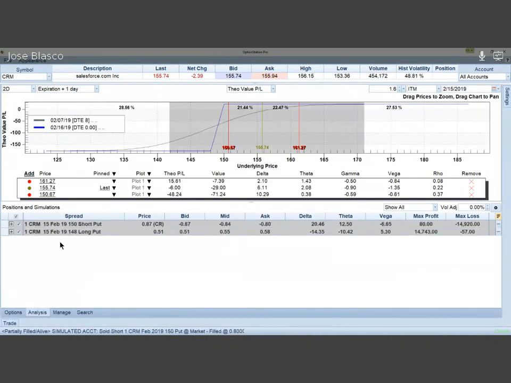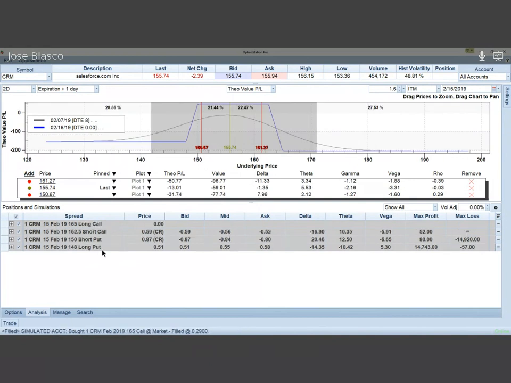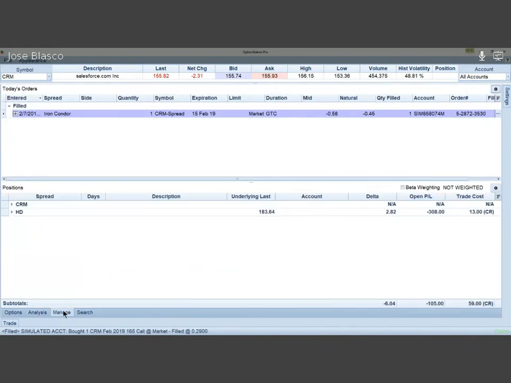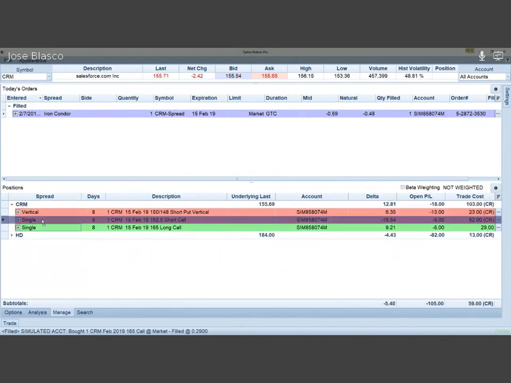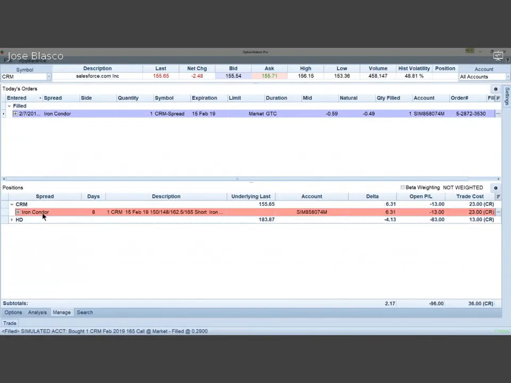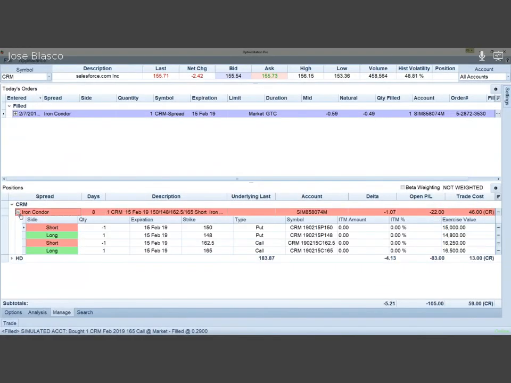And now, as you can see, TradeStation is reporting my 4 legs. So I am in a trade. Okay, if I move to manage and I look at my CRM, I can actually drag those options together in a way where it shows it's an iron condor, and I can see my legs.